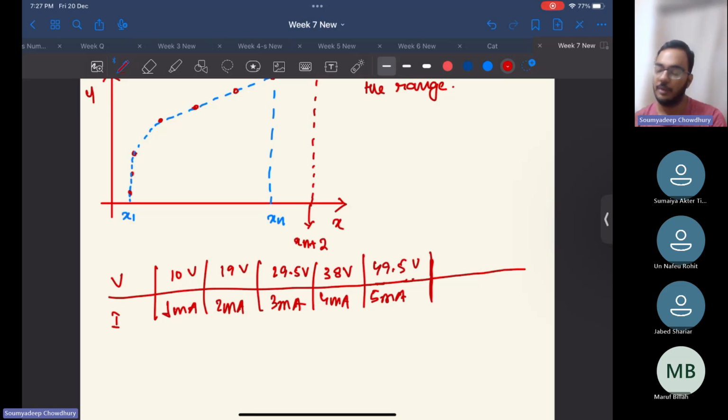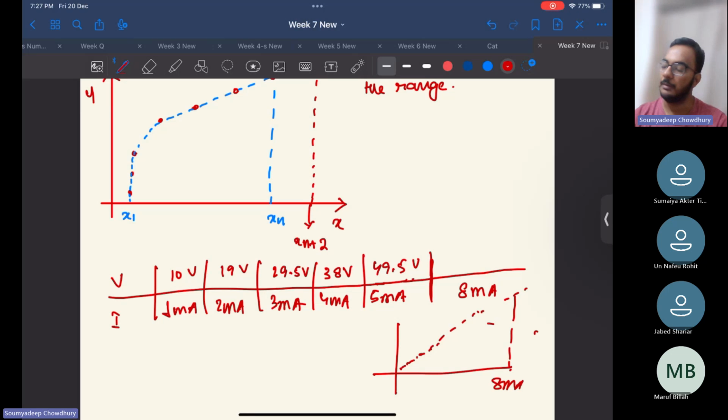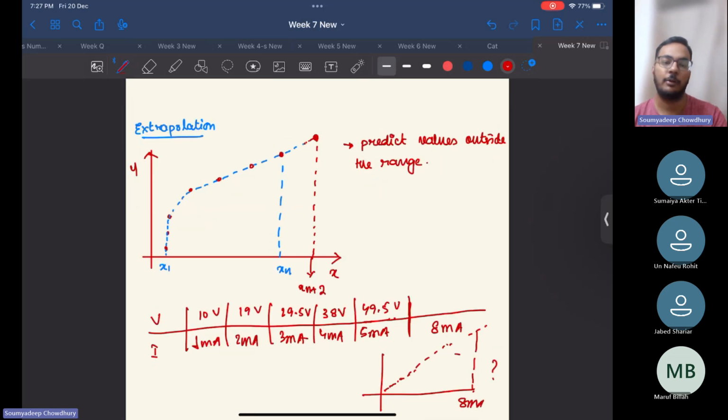But if I tell you to extrapolate and find the value at, say, 8 milliampere, what you do is plot this V and I curve, you will get some plot like this, and you then extend this curve to find out what my value is at 8 milliamperes. That will be extrapolation. We basically extend the curve outside our range to find the unknown value of y at a different value of x for which we do not have the data, or have not performed the experiment. So this is the difference between interpolation and extrapolation.